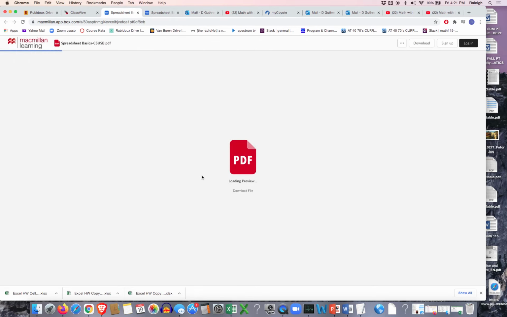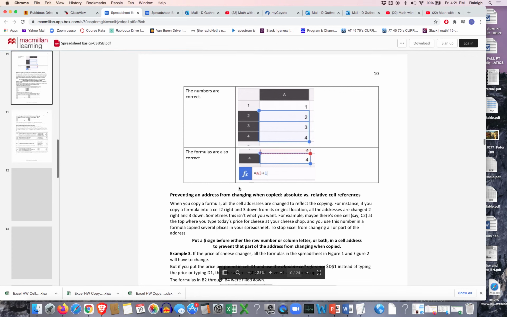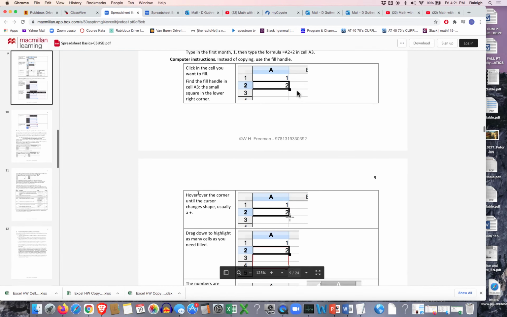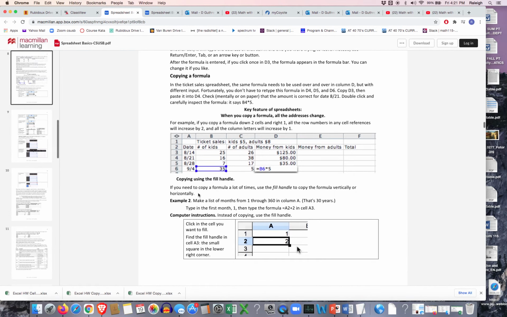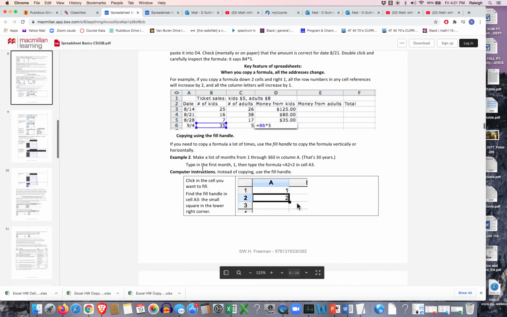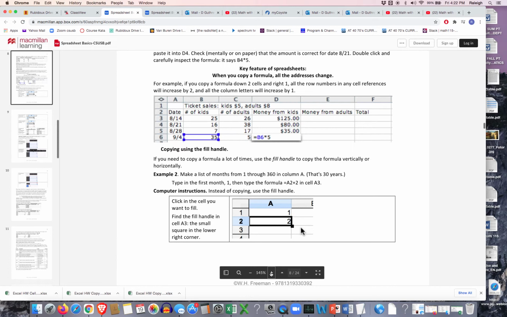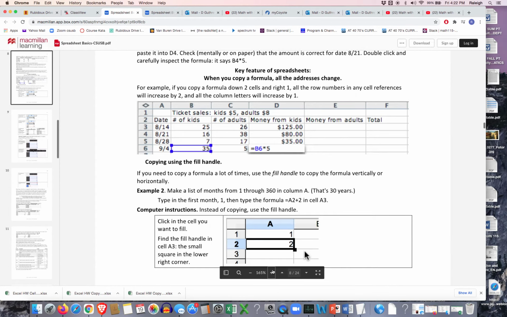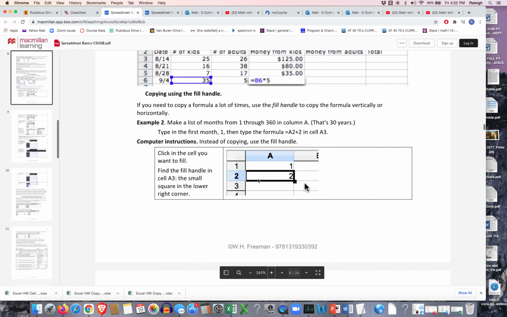And that is, of course, the part of the book that's been written by Dr. Addington. So we left off last time on example 2. I can probably increase this a little bit, so we can get the size just a little bit bigger. This is kind of what we did before, just a review here. Make a list of months from 1 to 360. So we just find the fill handle, that's what they call it, that little square in the bottom right corner.